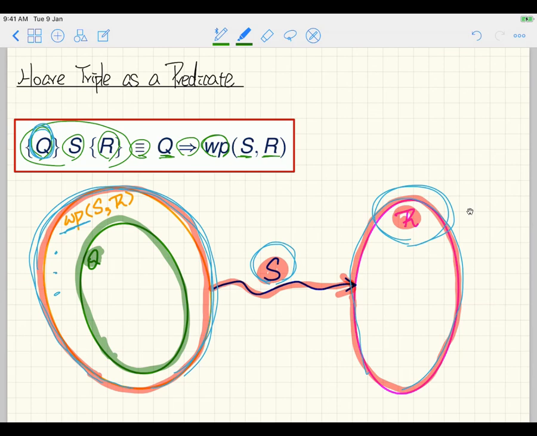Yes, go ahead. Professor, so how do we precondition? Do you mean like it's true? Like if it's true, then how is Q ever going to be?